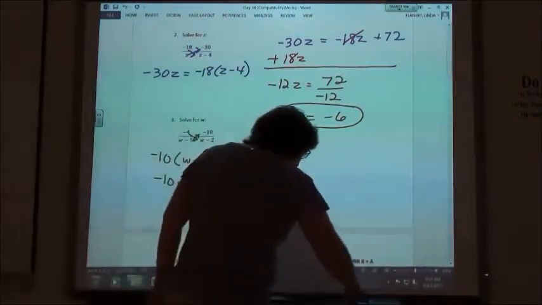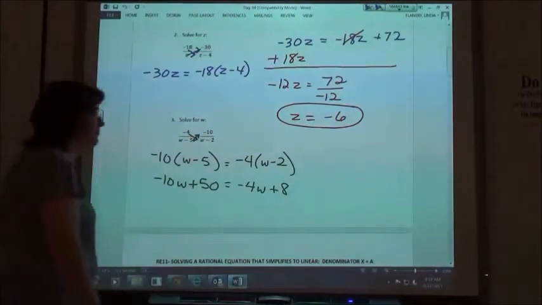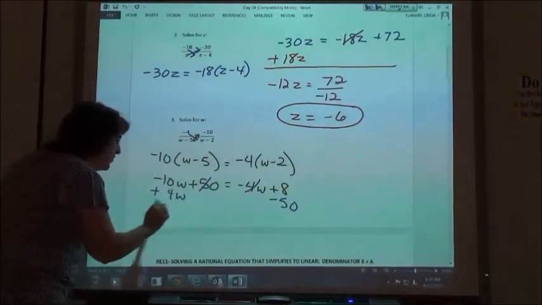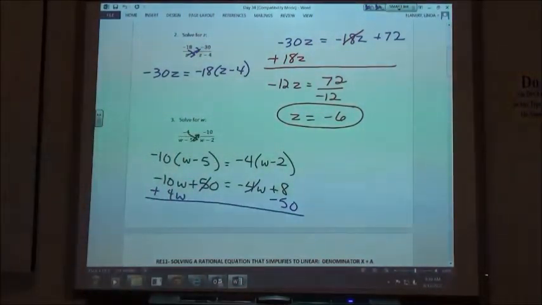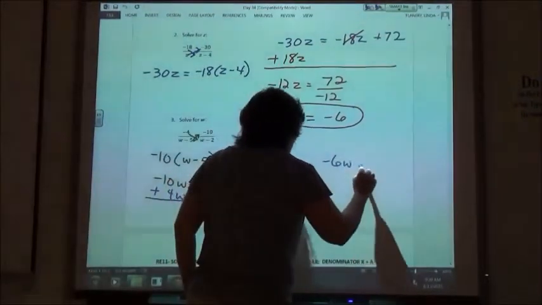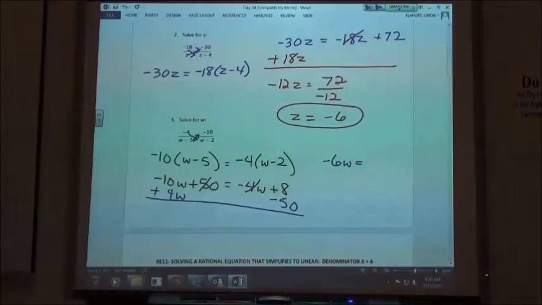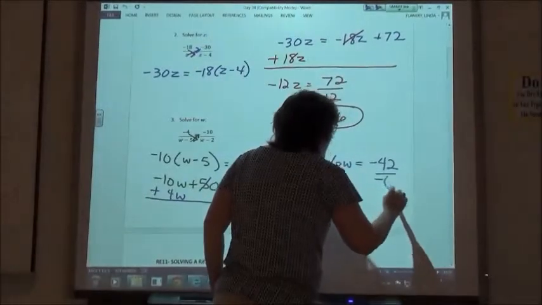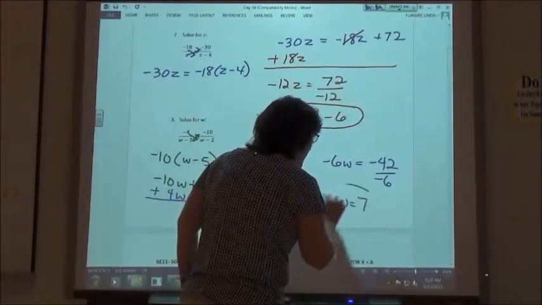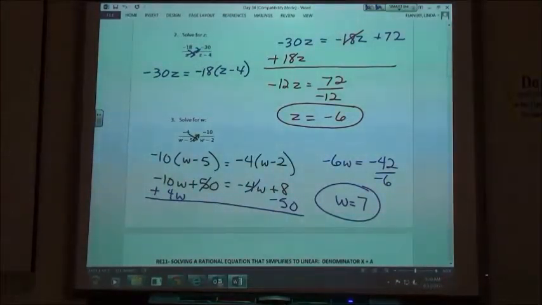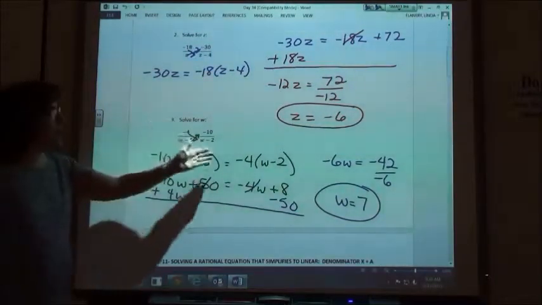So solving that for w, we would want to minus the 50 and plus the 4. Minus our 50 and add our 4w, so we can move our variables to the left and our numbers to the right. Combining our like terms then, we would have negative 6w equals negative 42. And then when we divide, we get an answer of 7. Negative 42 divided by negative 6 is a positive 7. So just cross multiplying anytime you have a proportion to solve it.